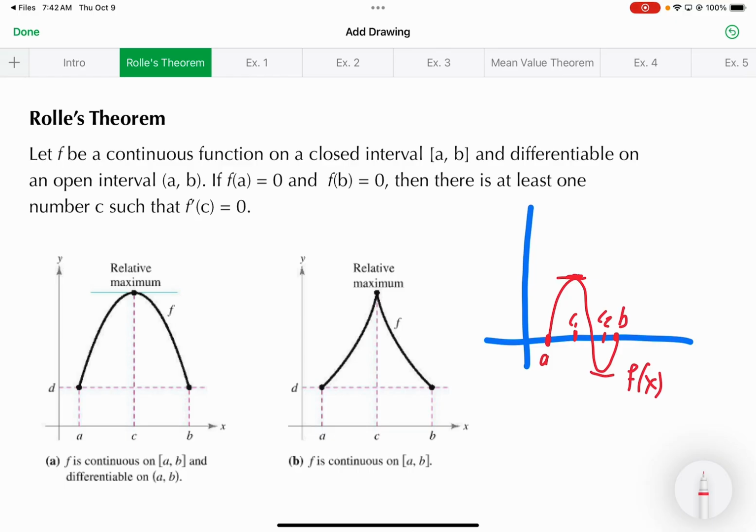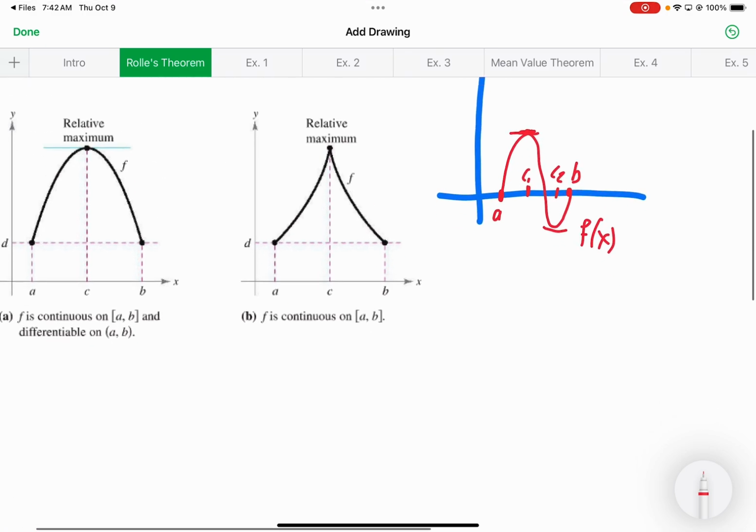However, if one of those caveats is not met, so if it's not differentiable or if it's not continuous, then Rolle's theorem does not apply, such as this next example here, which shows a function that is continuous on this closed interval. However, it's not differentiable because what do we have at this value of c? A sharp turn. So that would make it not differentiable. So because of that, Rolle's theorem would not apply.